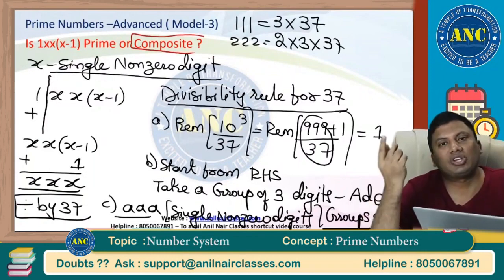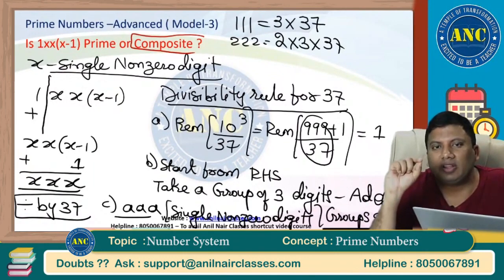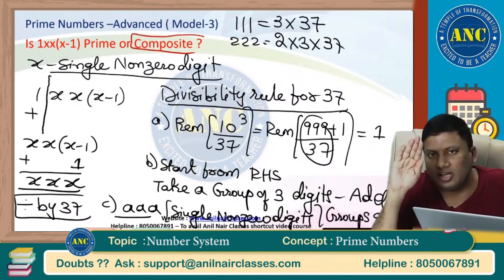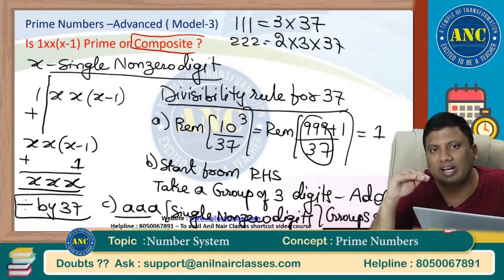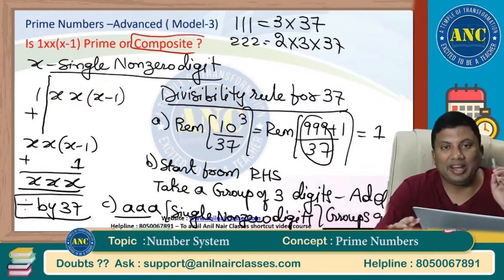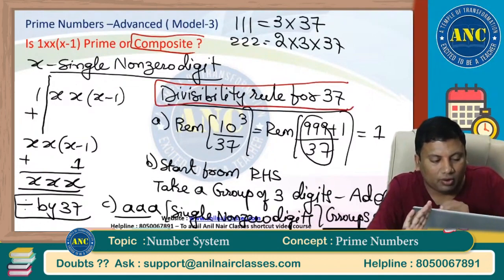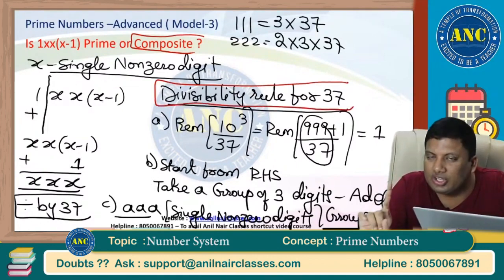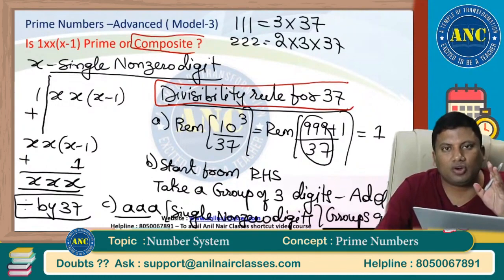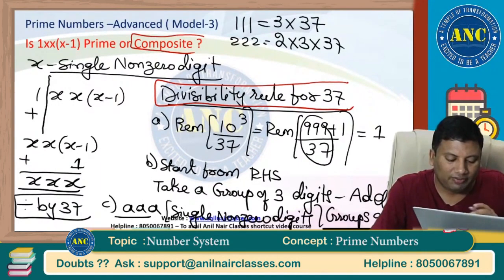I told you in session number 1, there are 237 ways to check whether a number is prime or composite. First one failing, go to the second one. Second one failing, go to the third one. If all 237 fail, then the number is a prime number. Very, very good question, sir, which uses the divisibility rule for 37. Every question, one new concept. Every question, one new way of looking at the question.